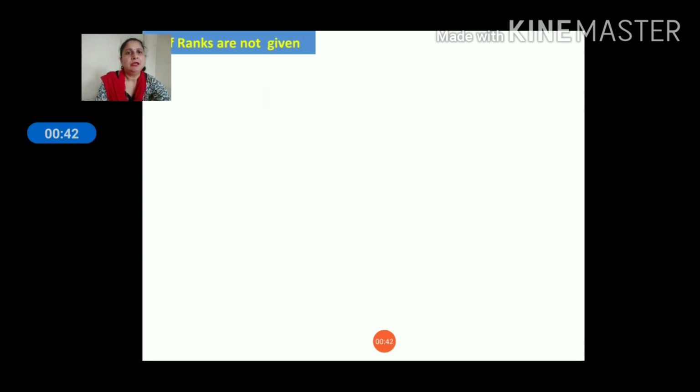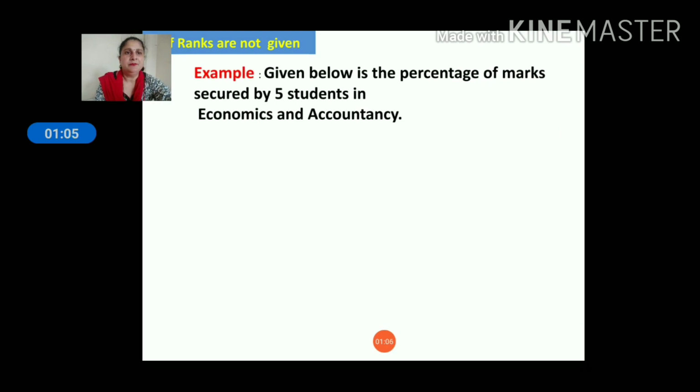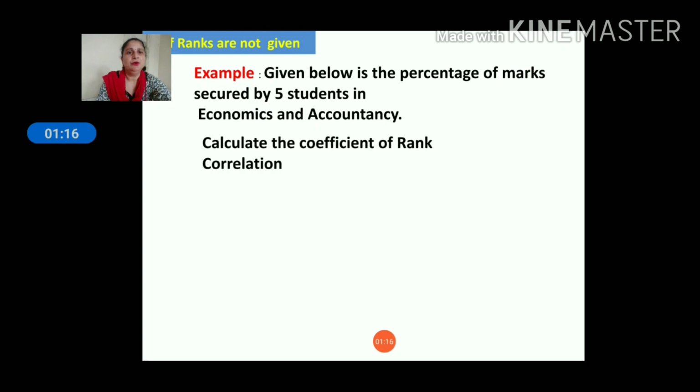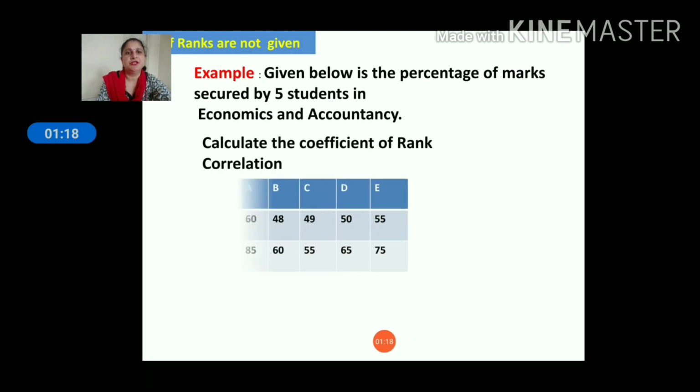Now we shall see that when ranks are not given, how will we solve that numerical? As you know, in class, whosoever gets the highest marks, we teachers assign them ranks, that this student has come first, this student has come second. In the same way, we have to allot the ranks. See the numerical example. In accountancy and economics, two subjects' marks are given of 5 students, and we have to find the correlation of these marks.